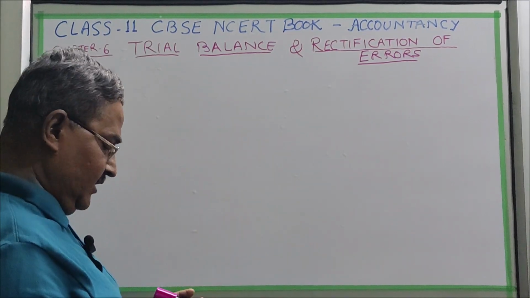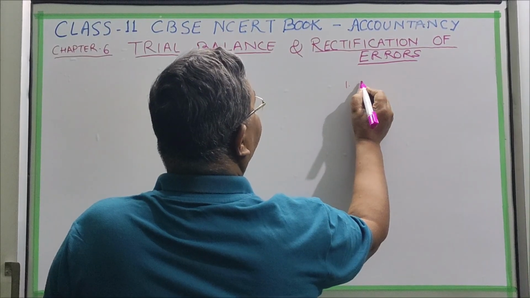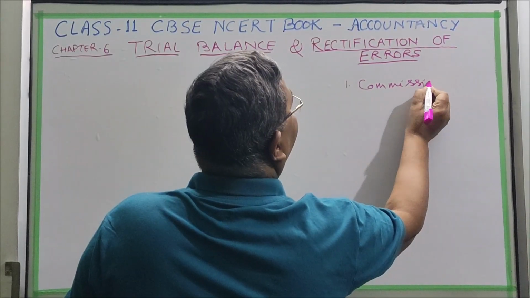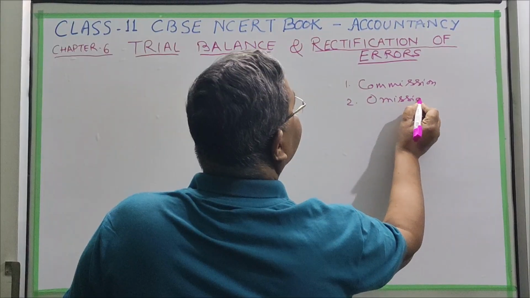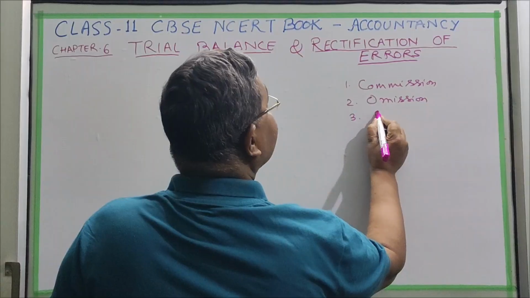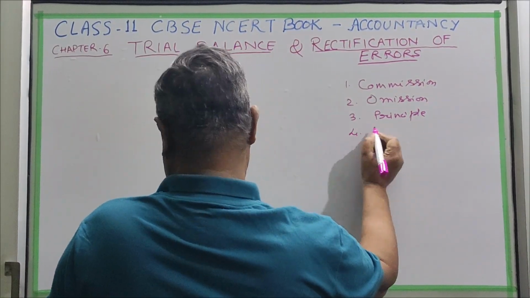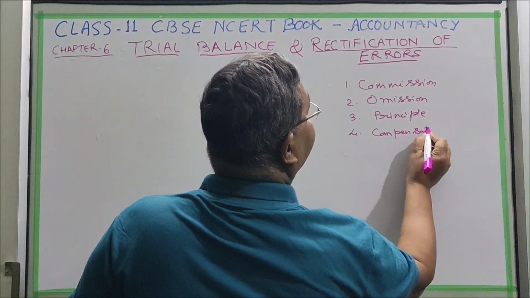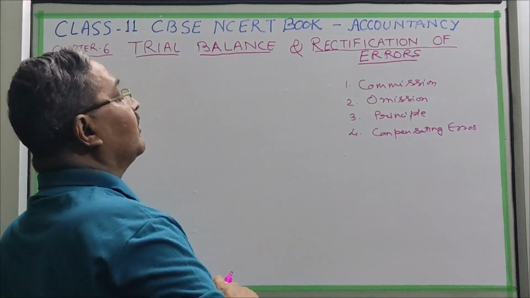Okay. Now rectification of errors we are coming. We have 4 types of errors. One is error of commission, error of omission, error of principle, okay, and our compensating errors.